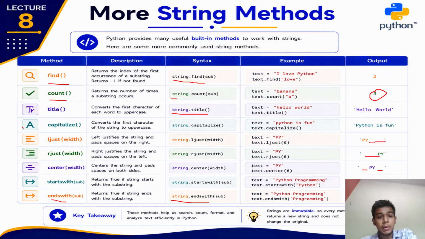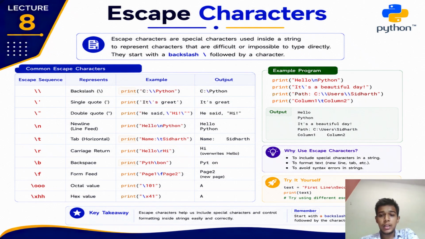One important thing to remember is that strings in Python are immutable. These methods do not change the original string. Instead, they return a new string or a new value. Practice these methods by trying different examples in your Python environment. In the next slide, we will learn about escape sequences, which allow us to format strings and include special characters inside text. Now let's learn about escape characters in Python.